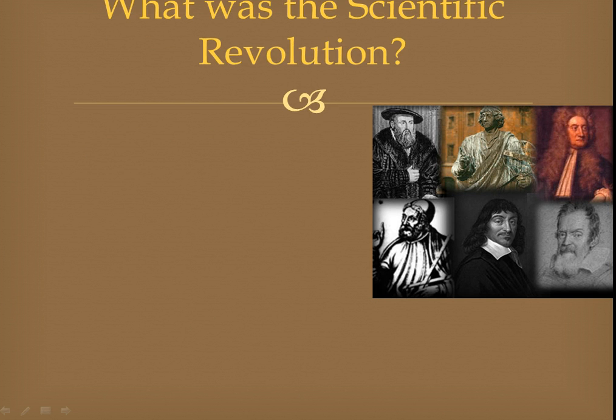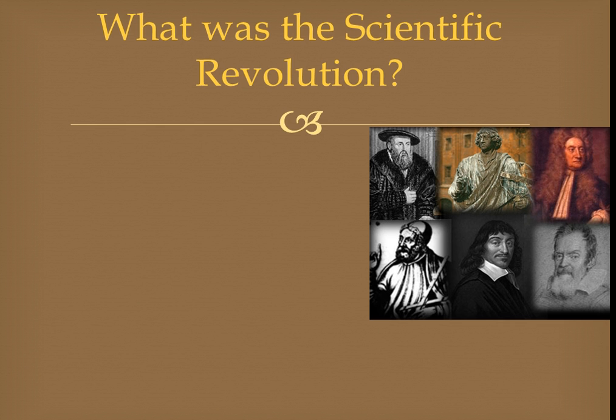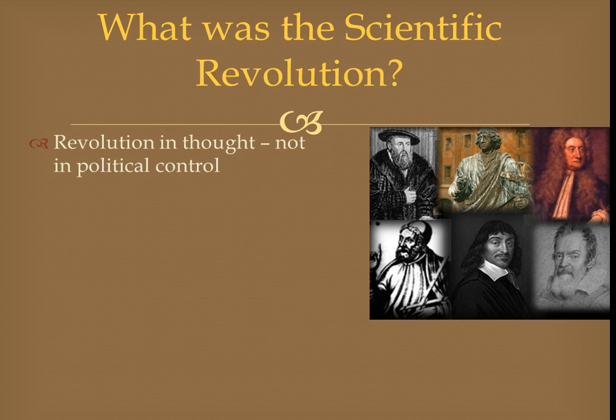Okay. What was the scientific revolution? This is our first left-hand margin topic category question. This was a revolution in thought. It was not a revolution in political control, as some of the examples that you might have thought of include things like the American Revolution. That was a revolution in political control. The American government wanted to overthrow the British Empire and the British Crown having control over them as a colony. They wanted to be independent.